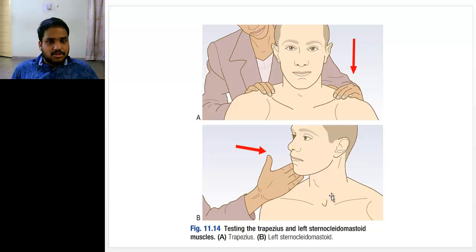So what happens if there is a lesion? There will be difficulty in shrugging the shoulder, as well as there will be difficulty in turning the chin towards the opposite side, fine. So that is the 11th cranial nerve, that is the spinal accessory nerve.